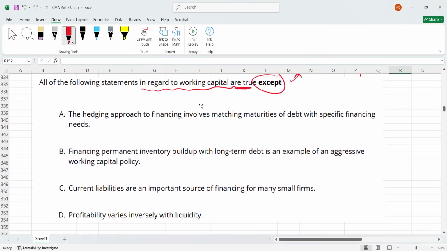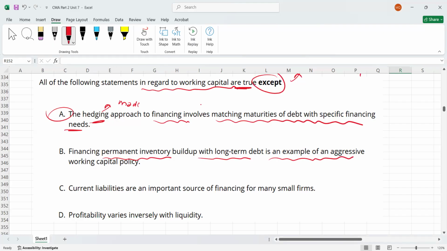So here they are saying first, the hedging approach. Hedging approach means a moderate approach, maturity matching approach. It involves matching maturities of the debt with the specific financing needs. Yes, I told you, maturity of assets we match with the duration of the loan. This is correct. Then they're saying financing permanent inventory build with long-term debt is an example of an aggressive working capital approach. No, in aggressive we use short-term source of finance for the majority of the assets. It's incorrect. Actually this is the answer of the question. Understood?